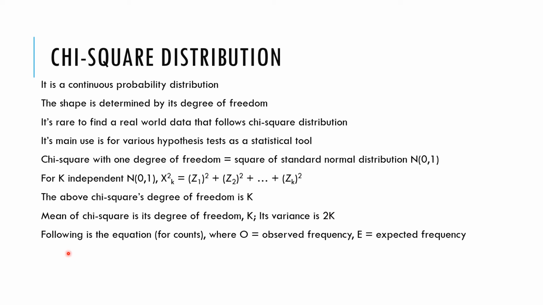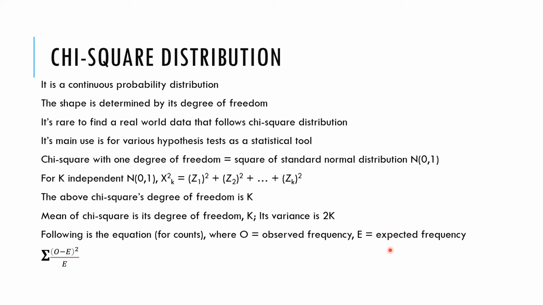Now we'll also look at the equation of chi-square for a categorical variable. So let's look at the equation here. This is sigma summation of O minus E whole square by E. What it means is O is the observed frequency and E is the expected frequency. That means in a categorical variable, let's say there are different groups like A, B, C, D, E, F, whatever, and each group has a different count. So whatever the count in the observed data of each group is called the observed frequency.